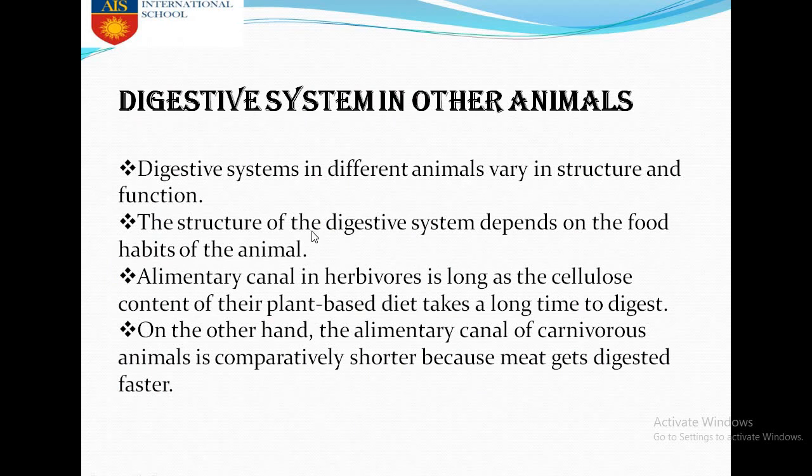Now, digestive system in other animals. Digestive systems in different animals vary in structure and in function. They all have different structures, and so they have different functions. The structure of the digestive system depends on the food habits of the animal. Like herbivores, their food contains cellulose, so they have an enzyme, cellulase, to digest it. On the other hand, the alimentary canal of a carnivorous animal is comparatively shorter because meat gets digested faster, but cellulose does not digest faster, so it stays in the stomach for a longer time.